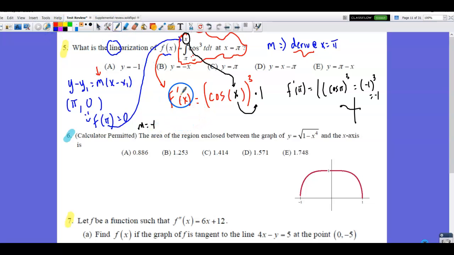Remember, I have to get y by itself, and it looks like I might have to distribute in this case to find my multiple choice answer. So y1 is 0. That's nice. Slope is -1. y minus 0 equals -1 times x minus pi, distribute, and that gives me y equals -x plus pi. -x plus pi is right here, letter E.